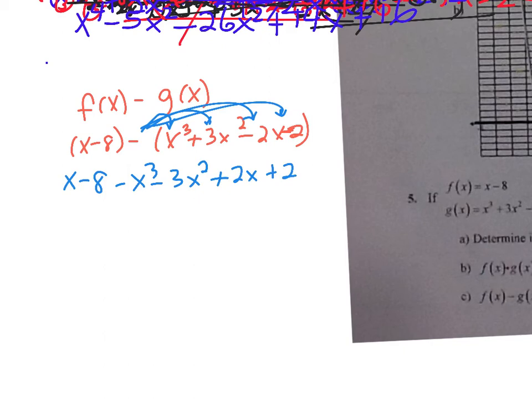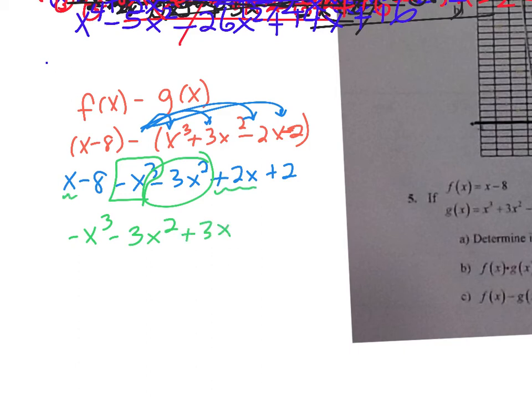All right, and then just combine like terms. So I notice I have a negative x to the third here, no other x to the third, so that stays by itself. I have an x squared here, so it'll be minus 3x squared. Positive 2x and a positive 1x, that's positive 3x. And then we have negative 8 plus 2 is negative 6. Okay, so let's get to number 6, solving the system of equations.